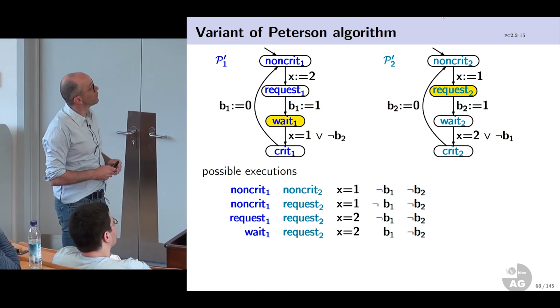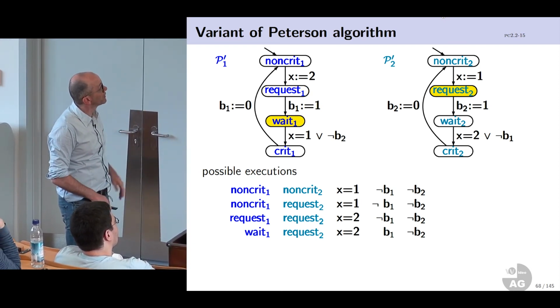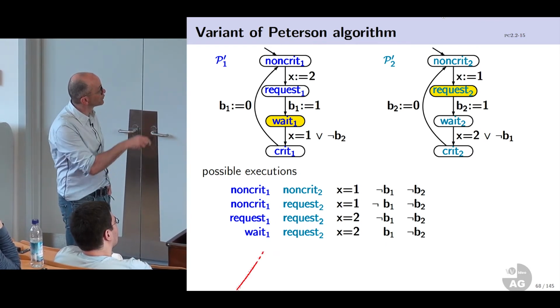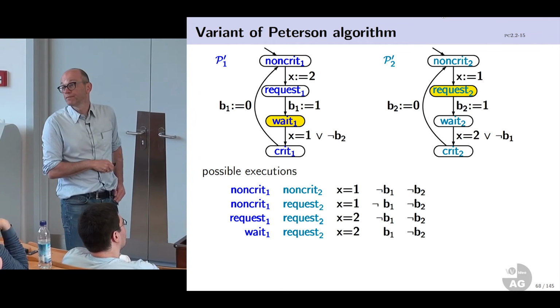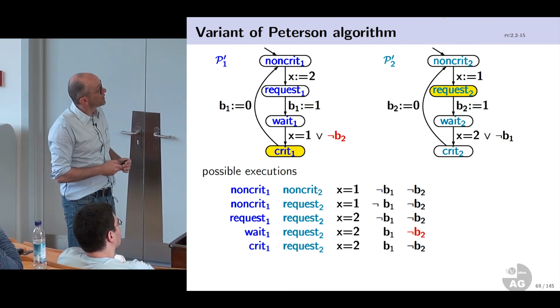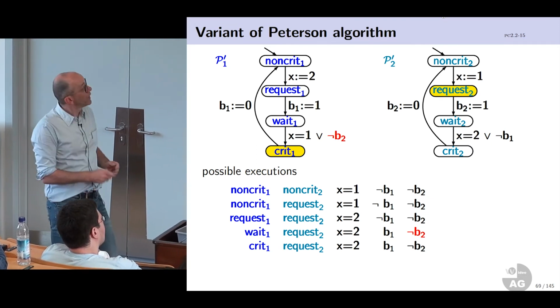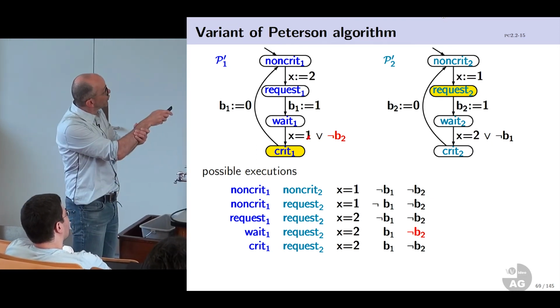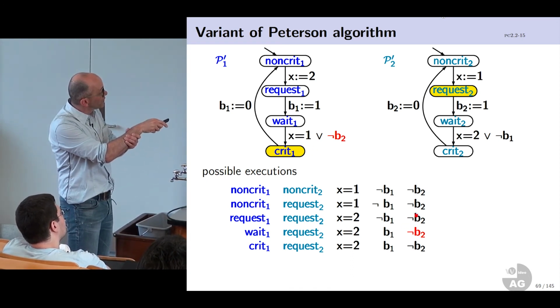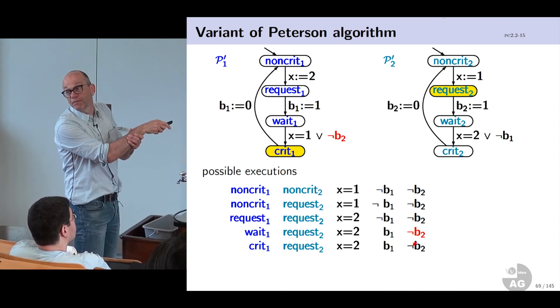Now let's move that the left thread is evolving. It sets b1 to 1, that's what you see here, and it evolves from request 1 to wait 1. The second thread did not do anything. Now it can enter the critical section. Why? Well, it has to check the guard. Is x equal 1 or not b2? Well, x is 2, so the first disjunct is false. But because b2 is still false, it can enter the critical section.